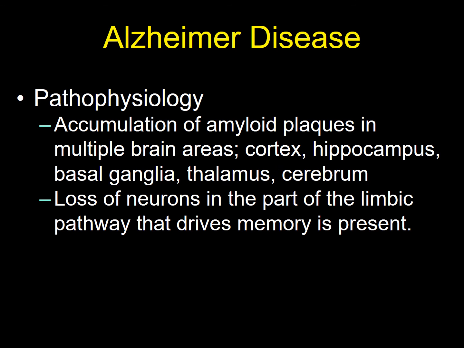All right, last couple of things worth talking about here, Alzheimer's disease. The neurotransmitter of interest in Alzheimer's is acetylcholine. So the pathophysiology of Alzheimer's, and this is really well published, almost everybody seems to know it. You have plaque accumulation in numerous areas of the brain and loss of neurons in the part of the limbic pathway that drives memory. As disease progresses, you will lose more and more neurons, but some of the earliest findings are believed to be those that contribute to short-term memory loss, and that is the loss of acetylcholine neurons in the limbic system.